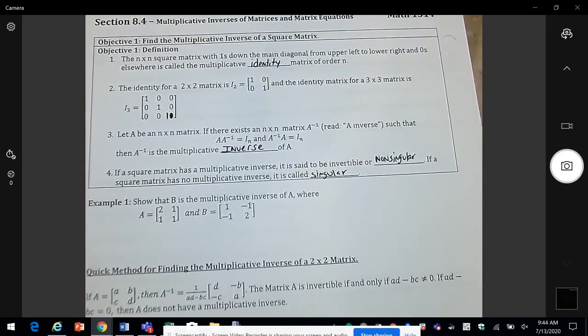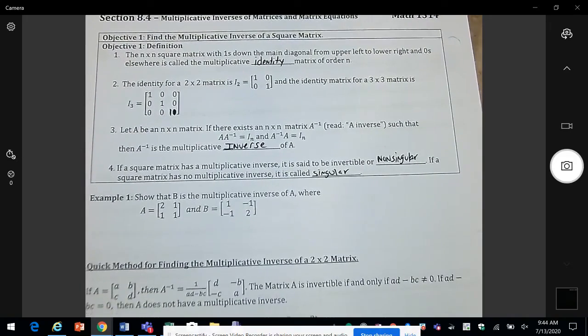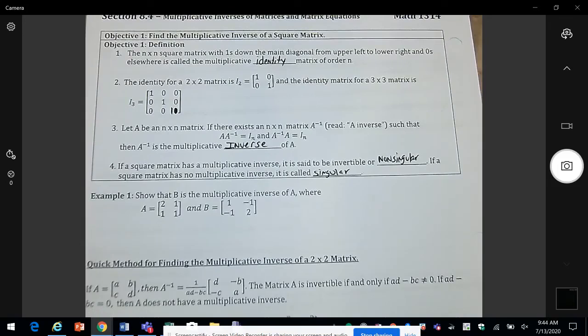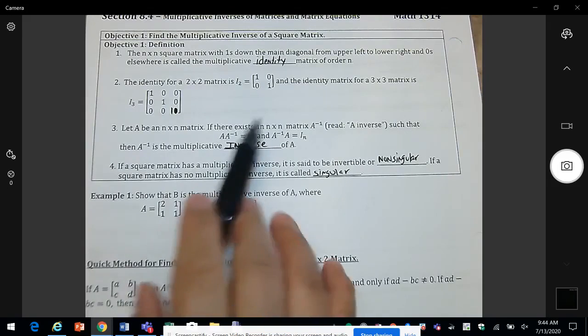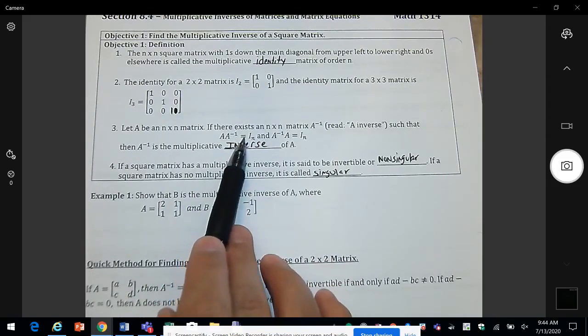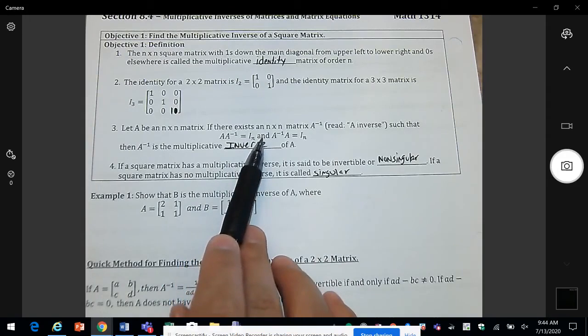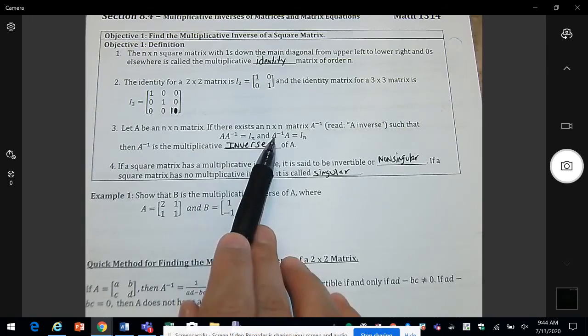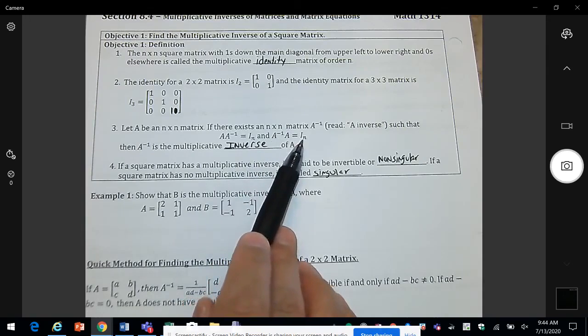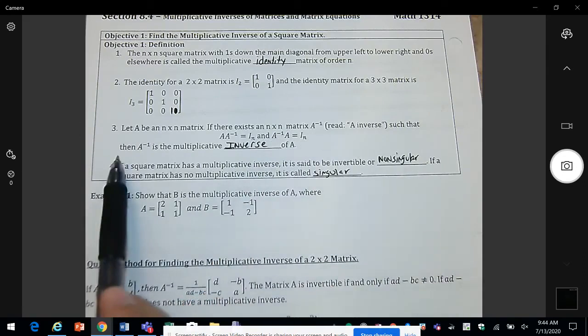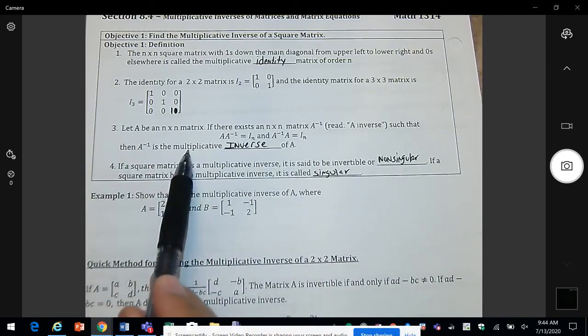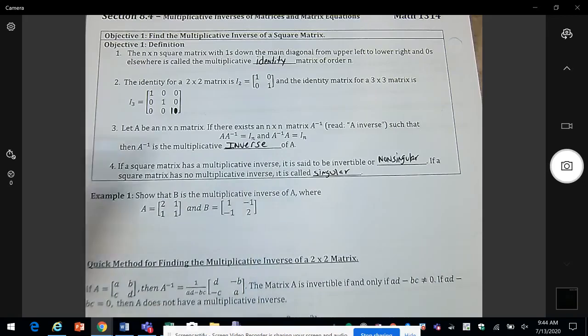Let A be an n by n matrix. If there exists an n by n matrix A inverse such that A times A inverse is equal to the identity matrix, and if we reverse them, A inverse times A is also equal to the identity matrix, then we say that A inverse is the multiplicative inverse of A.